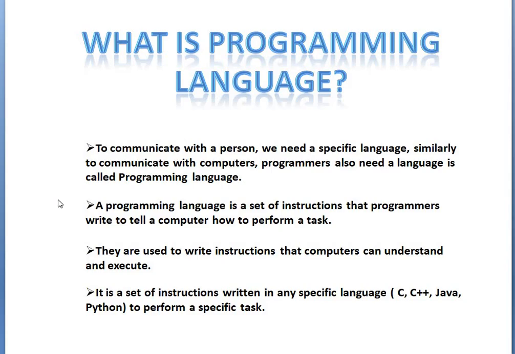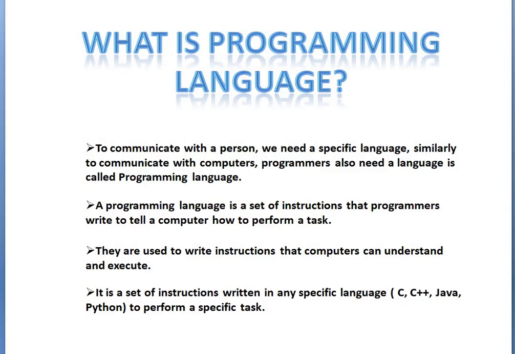In simple way, you can say a programming language is a set of instructions that the programmers will write to tell the computer to perform a particular task. And these instructions may be written in a specific language like C, C++, Java, Python. There are many computer languages. We have to use one or another programming language for writing the instructions.